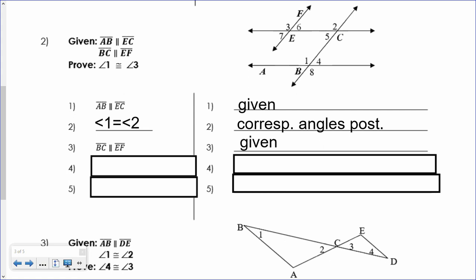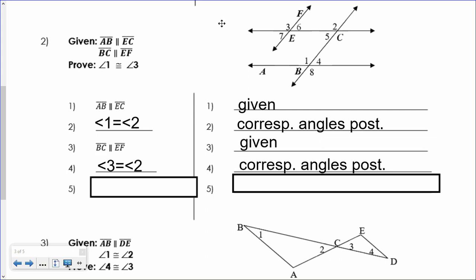7 and 5 are congruent. We have a lot of different relationships. But what's the one that I want to use? 2 and 3. Because with this first relationship that brought 1 into the picture, now I'm bringing 3 into the picture. So I'm going to use the relationship between 3 and 2. How do I know that 3 and 2 are congruent? The corresponding angles postulate. If lines are parallel, then corresponding angles are congruent. That's the statement of the postulate.